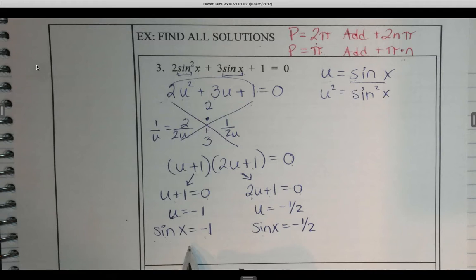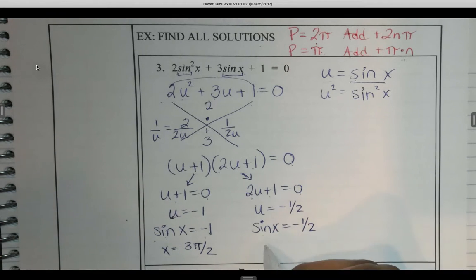I look at my unit circle, and the only place where sine is negative 1 on the unit circle from 0 to 2 pi is at 3 pi over 2, down at 270 degrees. I'm using radians. You could use degrees. It doesn't really specify in this problem, so it's really up to you. Then when I look at sine x equals negative 1/2, there's two places where sine is negative 1/2.